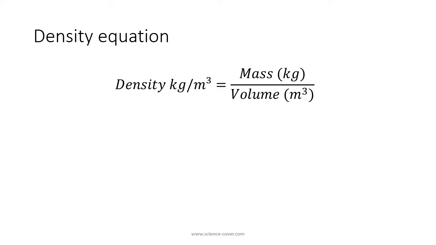We can calculate the density mathematically using the equation density is the mass divided by the volume. And since mass is measured in kilograms and volume is measured in meters cubed, then the unit for density becomes kilograms per meter cubed.